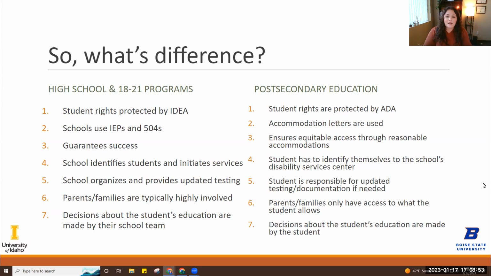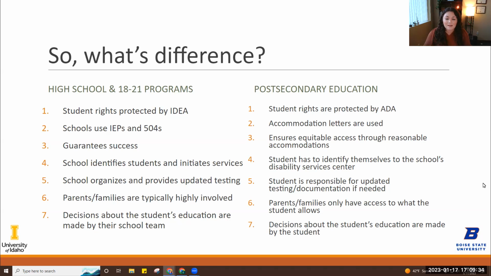Again, in K-12, students, especially those with IEPs, have those 3-year eligibilities, those 3-year reevaluations. Any updated testing is done by the school. We don't provide any testing. Maybe a university health services might be able to do anxiety, depression, or other mental health related assessments, or maybe some ADHD assessments, but it's not up to the Disability Resource Center to provide or complete diagnostic assessments. So the student is responsible for getting any necessary updated documentation or testing to our office.